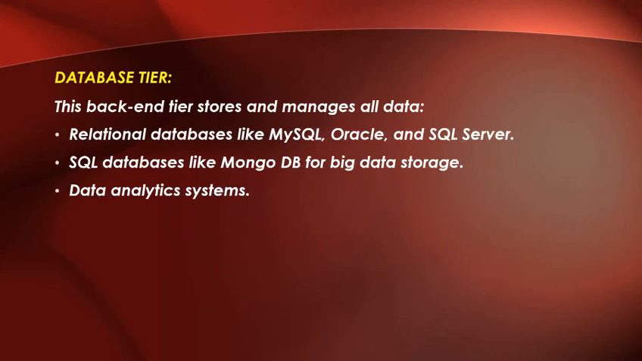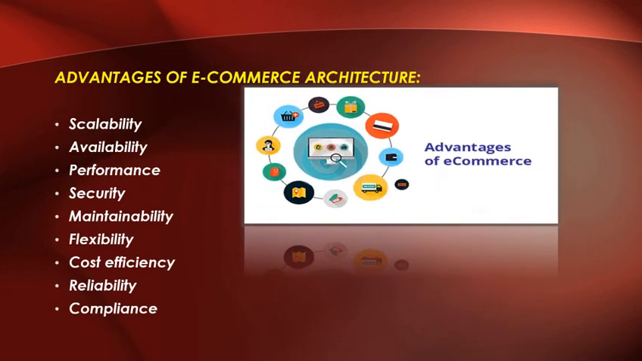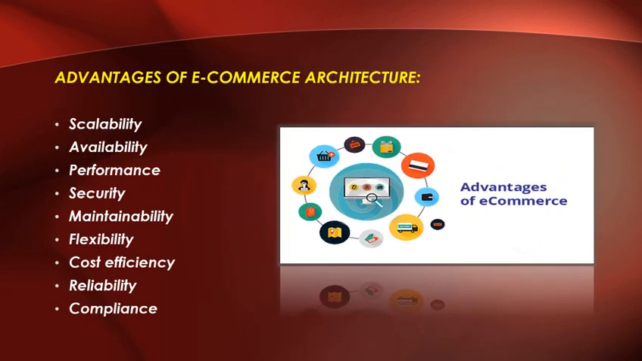application tier. Database tier: the backend tier stores and manages all data, that is relational databases like MySQL, Oracle, and SQL Server. NoSQL databases like MongoDB for big data storage and data analytics systems. Advantages of e-commerce architectures are scalability, availability, performance, security, maintainability, flexibility, cost efficiency, reliability, and compliance, and how they are integrated.